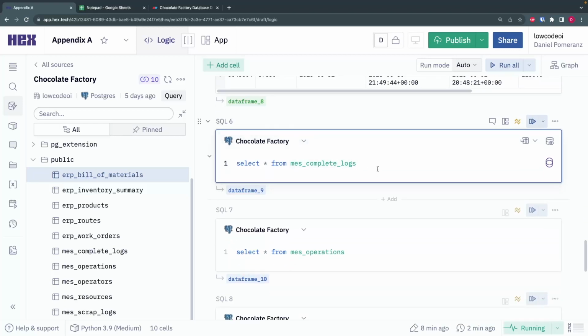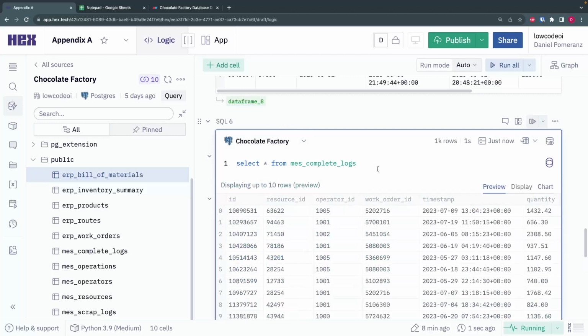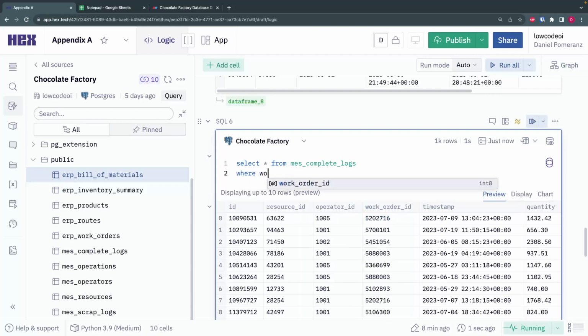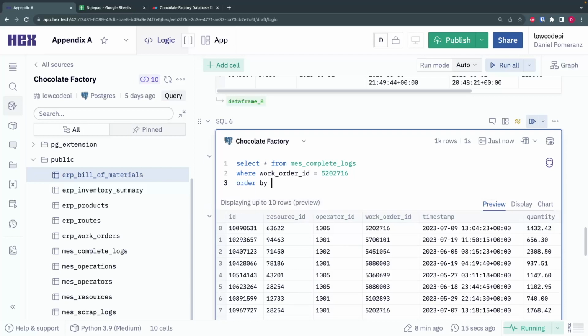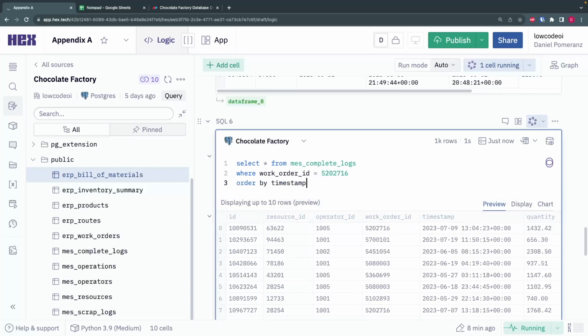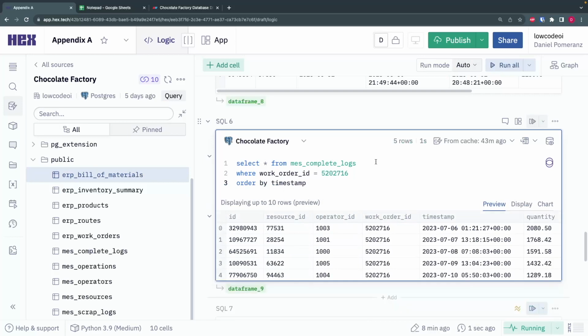And so the first one, the MES complete logs, is a record of every step being finished in your work orders. So if we look at one specific work order, let's do this one, and let's order by timestamp, we are going to see how many steps this work order had, right? So we can see the first step was completed on July 6th, second one the day after, yada yada.